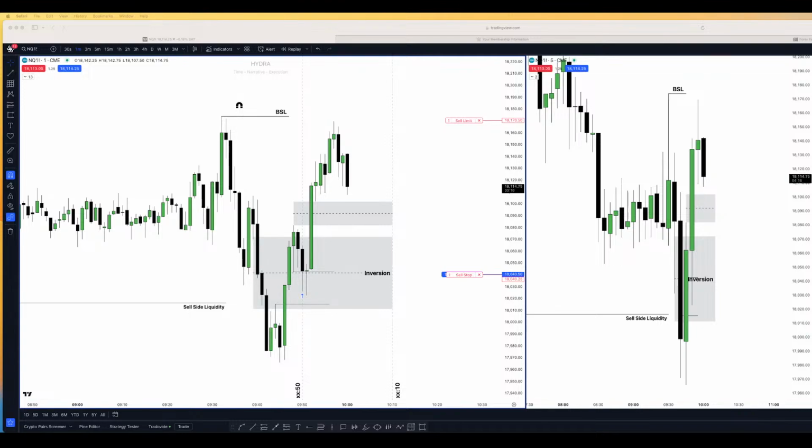Can we take one more trade like this? Let's see what our 10-20 is. We still have 2 more macros left, right? Still have 2 more macros left.